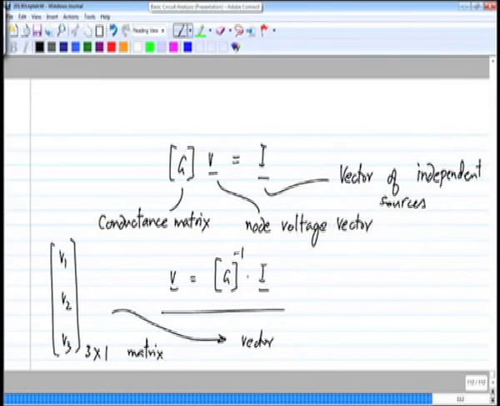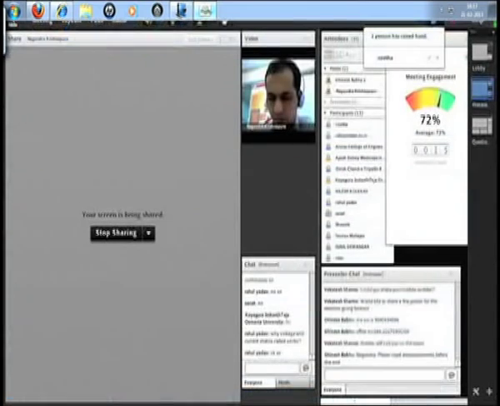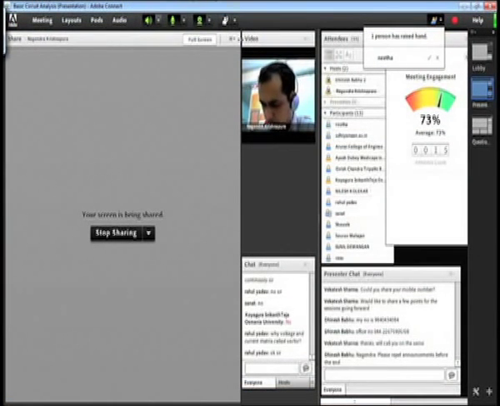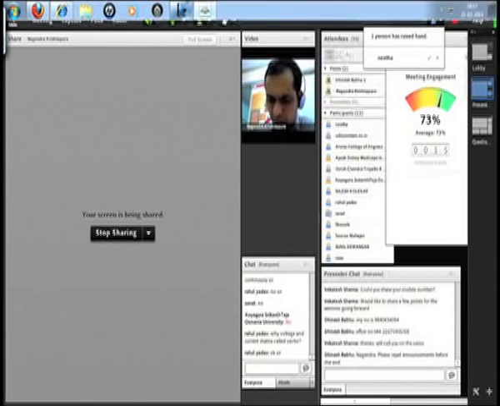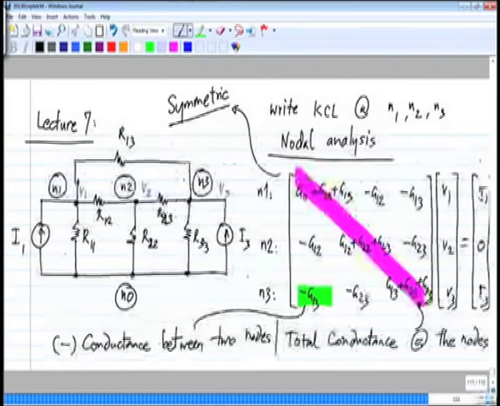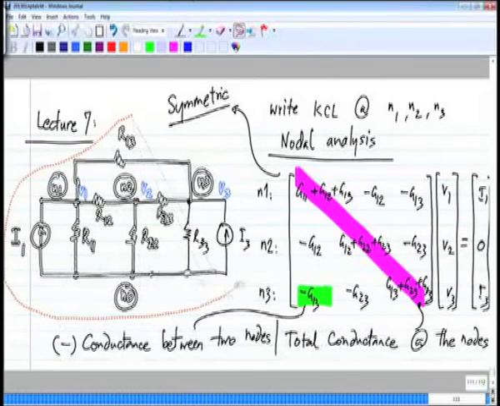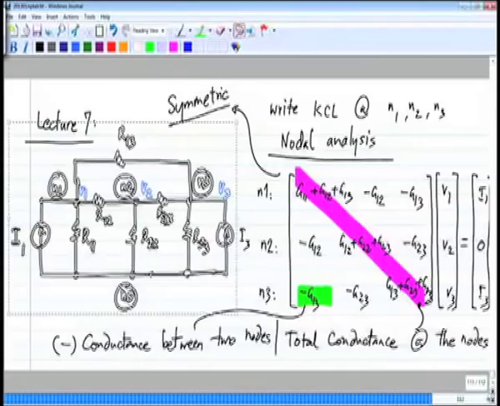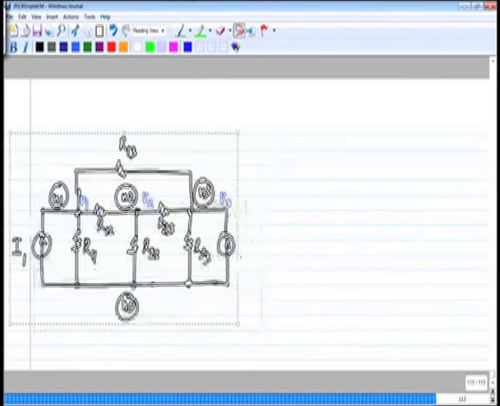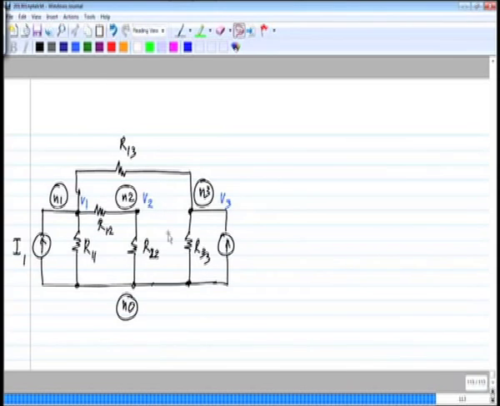So what I will do now is to add other kinds of element which we have not added before. Let me take the same circuit and modify it slightly. Now let me remove this resistor R23 and connect an independent voltage source. And I will call this V0.